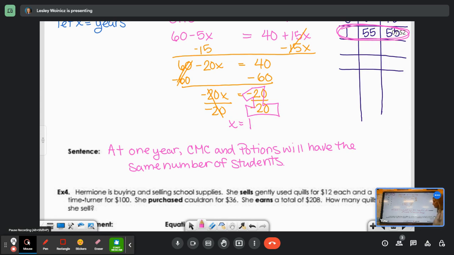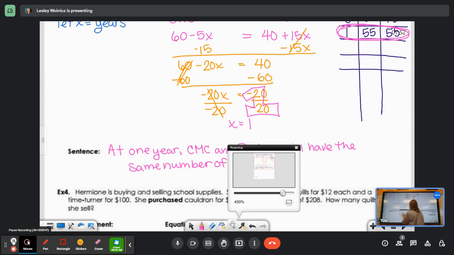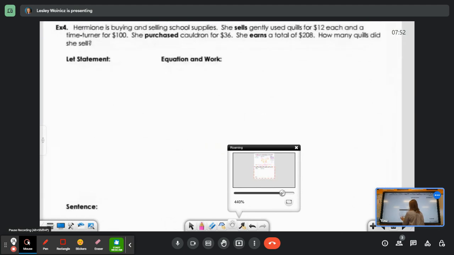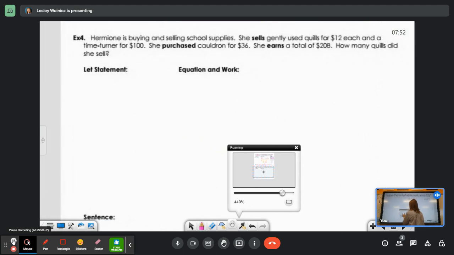That's it. Let's look at Hermione. So the last one. Okay. Struggling.